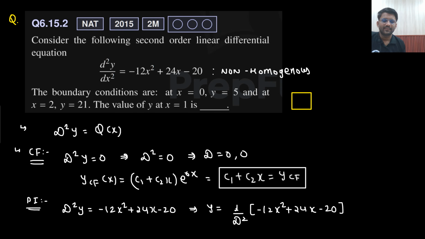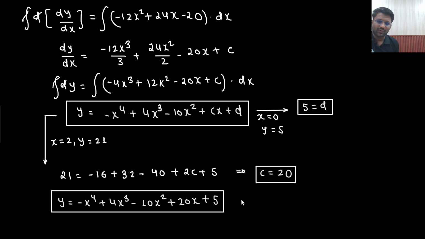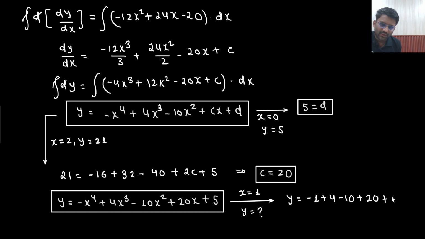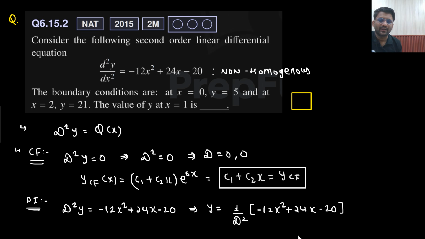Okay. Now what they are asking? At x equals to 1, what is the value? So simply you need to put x equals to 1 here. So at x equals to 1, what is the value of y? If you put x equals to 1 here, the value of y will be minus 1 plus 4 minus 10 plus 20 plus 5. The value of y is 18.